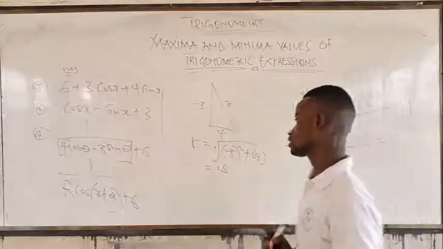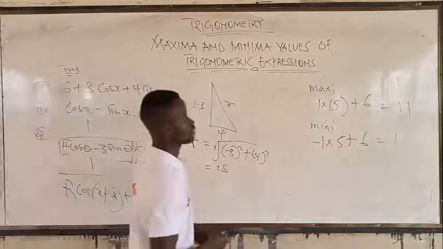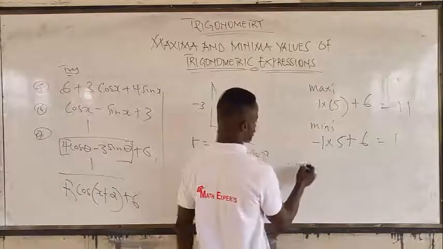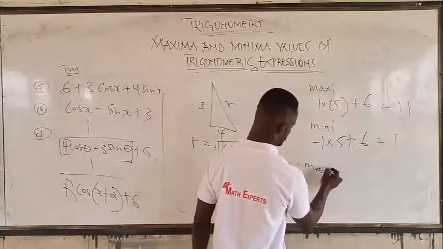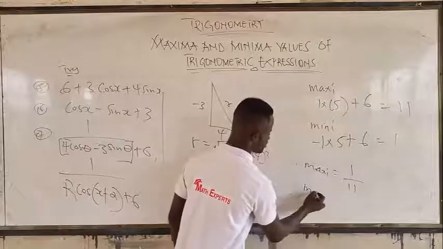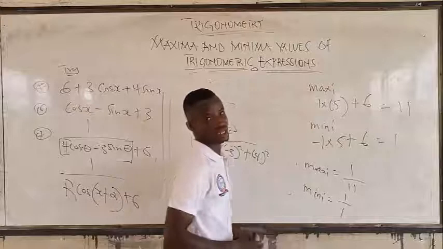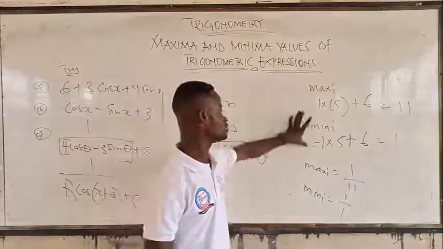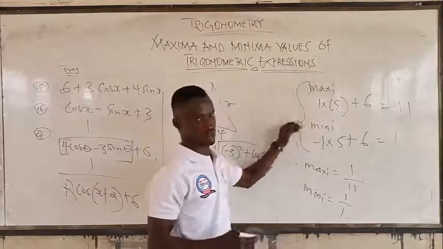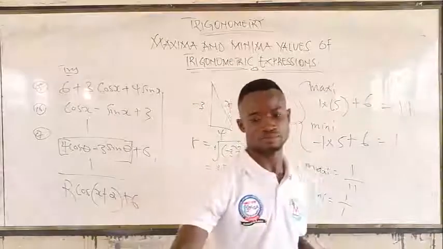Alright. But don't forget, this is 1 over the whole of this. So when you are done, then you come back. Therefore, the maximum will be 1 over 11. Then the minimum will be 1 over 1. And that is what you're going to get. Please don't end here. If you end here, you are wrong, because it is 1 over the whole of that. Very good.